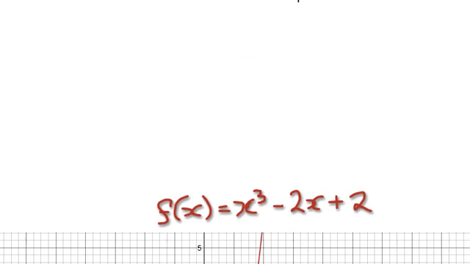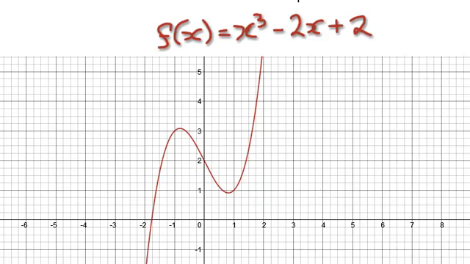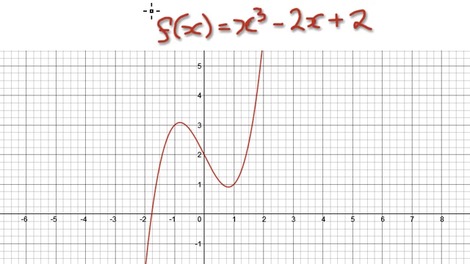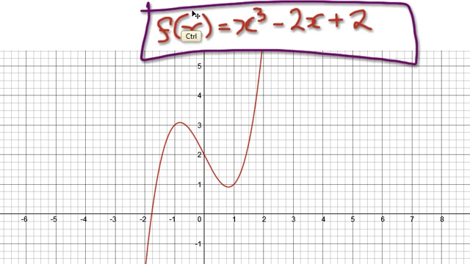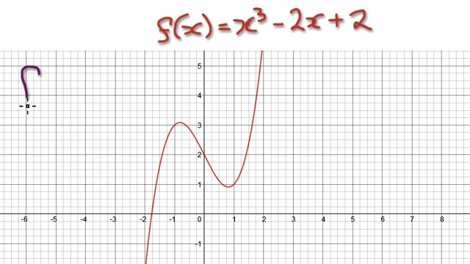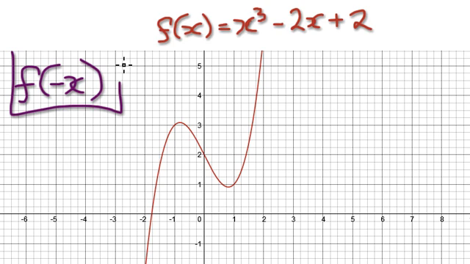So in the previous video, I gave you an example. Now it's your turn to have a go. Given this function here, f of x equals blah blah blah, we're going to apply the reflective transformation here. What that means is it's going to get reflected along the y-axis.